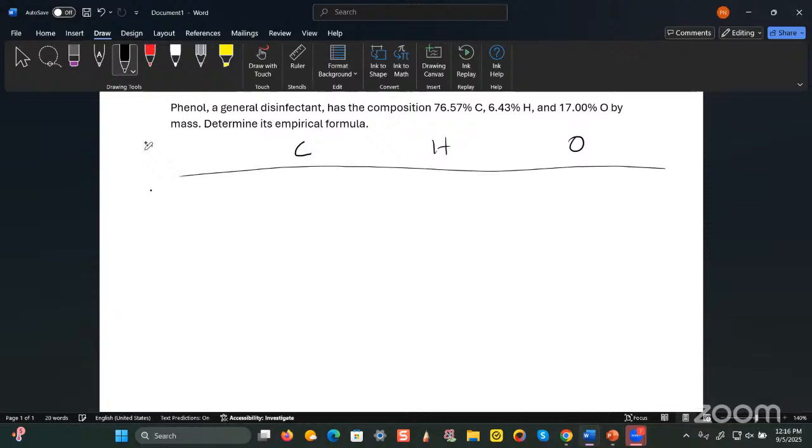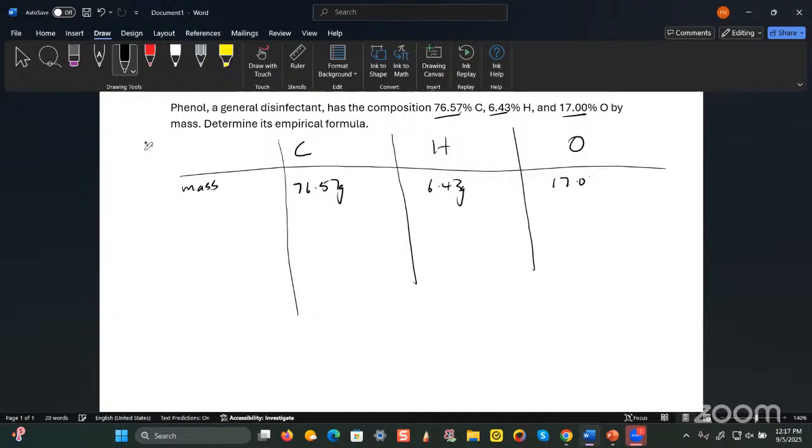All right? And as I said before, what we do is make an assumption that we're working with 100 grams of the compound. So basically, in this row, I'm going to put the masses, which would be basically numerically these values, but I'm going to express them in grams. So here I'm going to put 76.57 grams. Here I'm going to put 6.43 grams. And here I'm going to put 17.00 grams, right? So that's the first step. The next step is to convert each of them to moles.